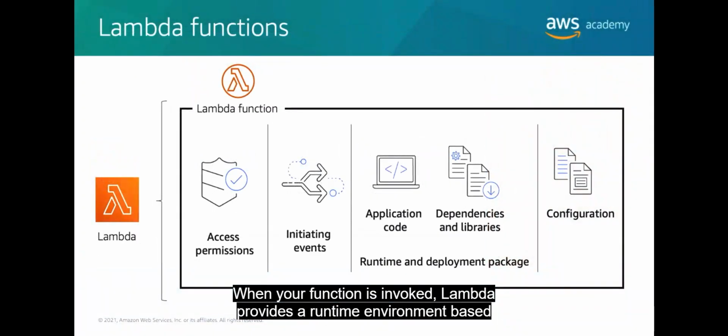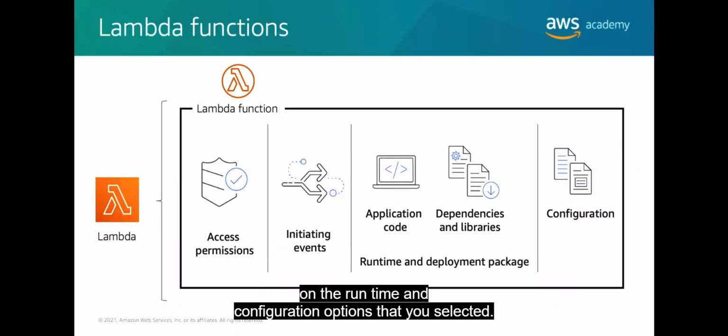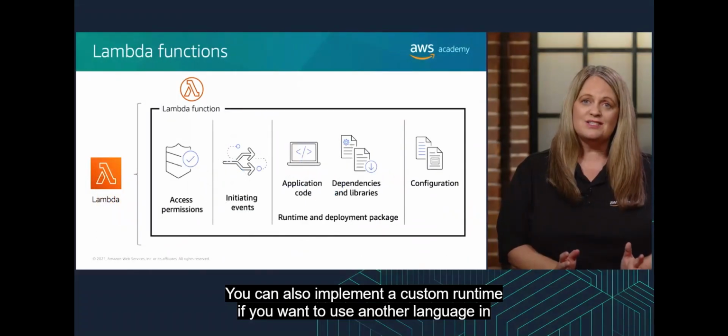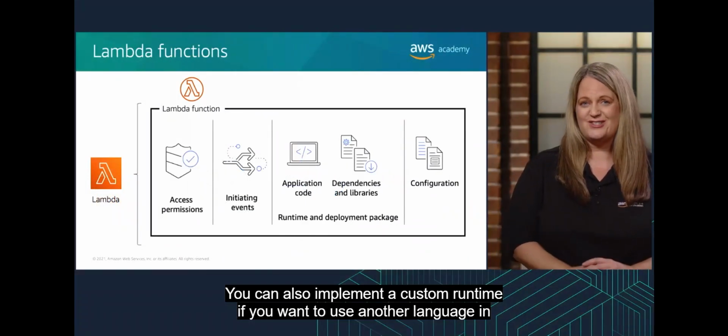When your function is invoked, Lambda provides a runtime environment based on the runtime and configuration options that you selected. Lambda initializes concurrent environments to maintain the pace of invocation requests up to certain quotas. Lambda supports multiple languages through the use of runtimes, including Node.js, Python, Ruby, Java, Go, and .NET. You can also implement a custom runtime if you want to use another language in Lambda.